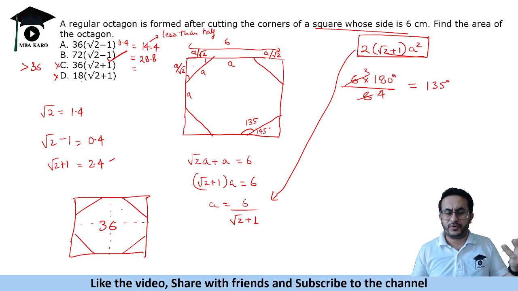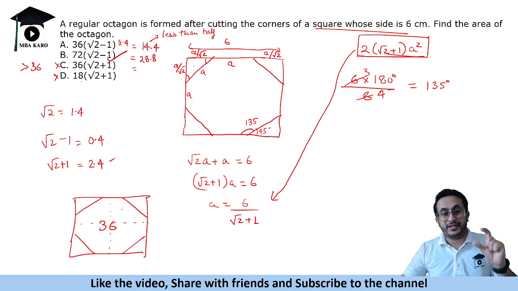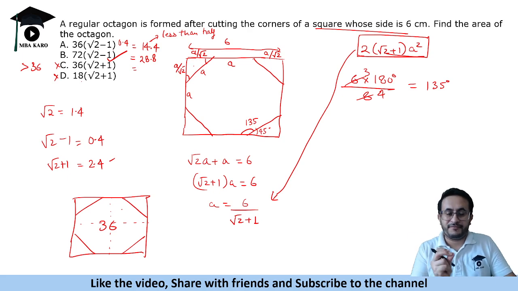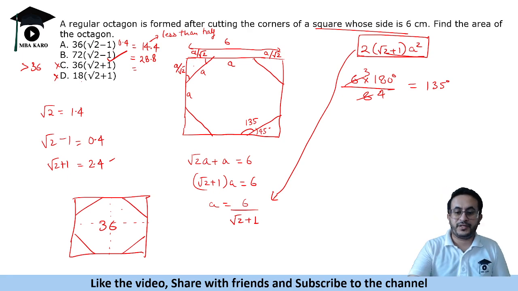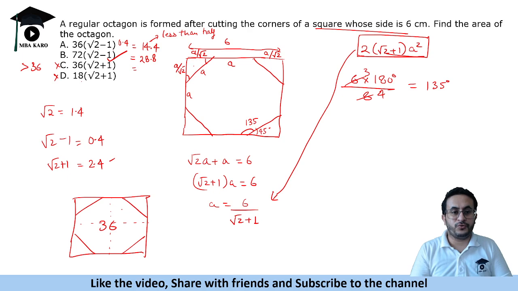So you should know the value of pi. We will do some questions in embedded figures and circles also. You should know the value of pi, and the values of root 2 and root 3. Knowing the irrational values helps you a lot, which most aspirants do not use. If you use these methods of putting irrational values and solving, then you are much better than most of the candidates. So the answer is going to be 72 into root 2 minus 1.